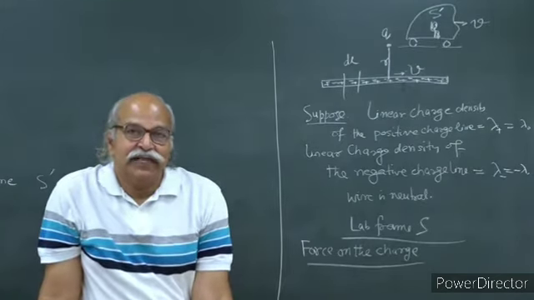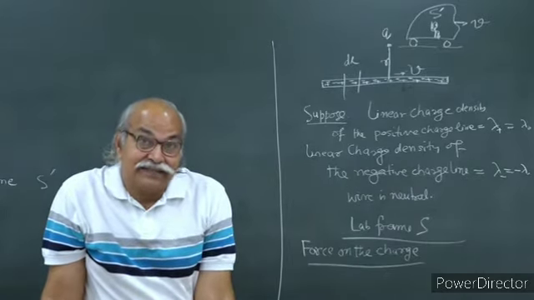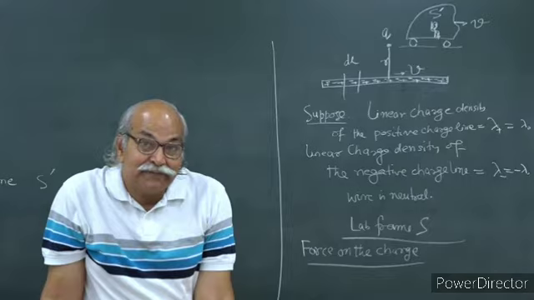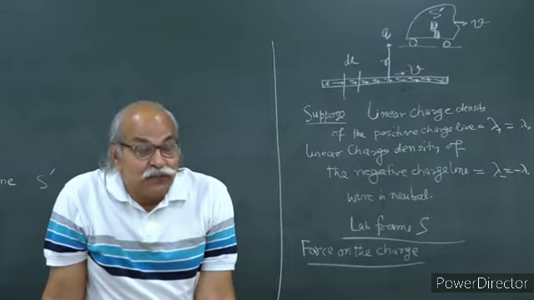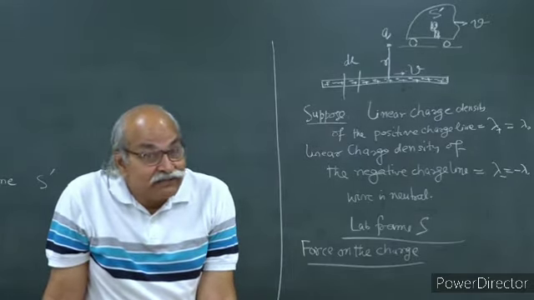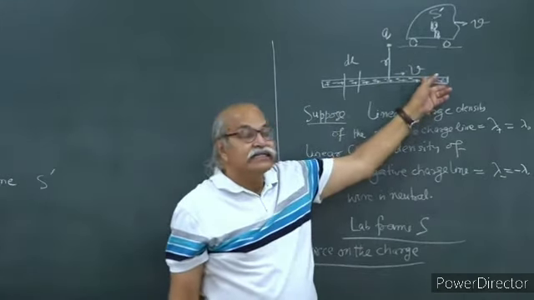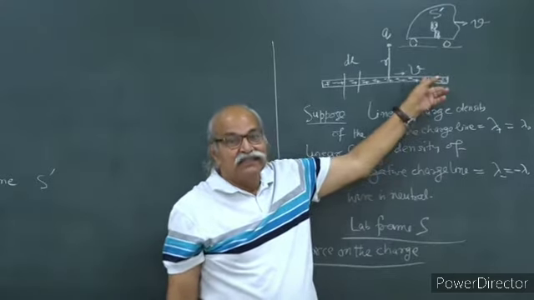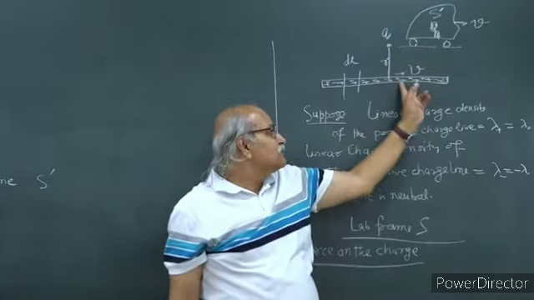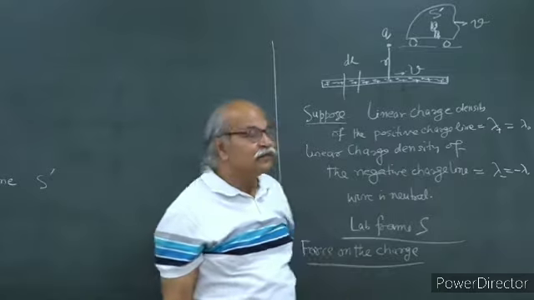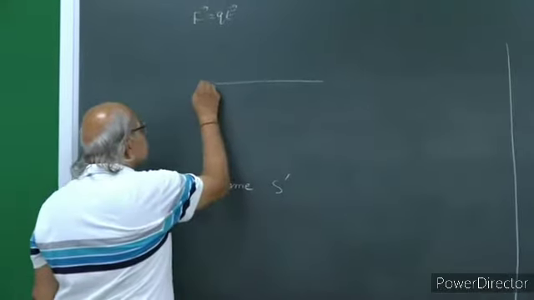So in this S prime frame, the negative charges are at rest, because in the lab frame the trolley is going with velocity v towards right, and the negative charges are also going towards right with the velocity v. Therefore, from the trolley frame this negative charge is at rest, but the positive charges are not at rest. In the trolley frame, the positive charges are moving in the opposite direction with a velocity v. So this is the situation now.